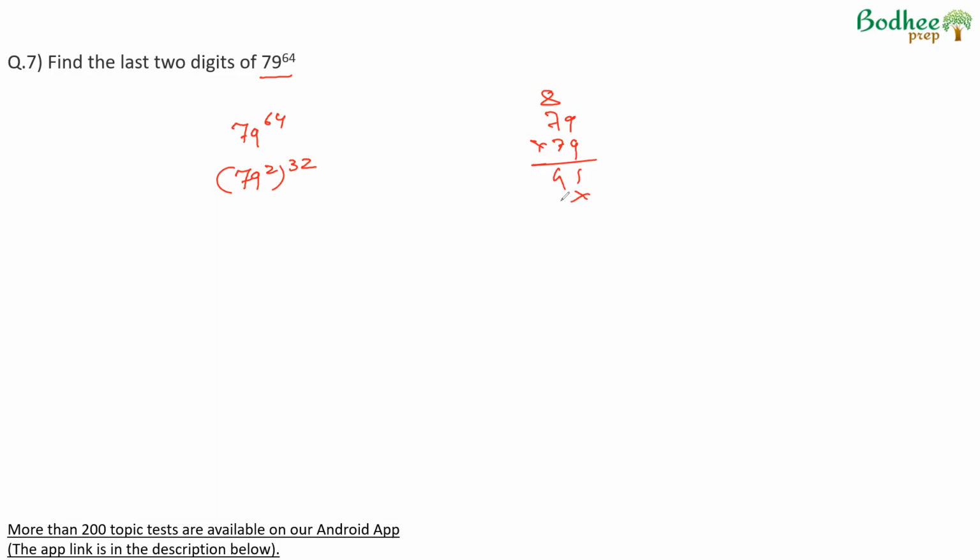7 9s are 63, plus 8 is 71, so this will end in 41. The last two digits of this will be the same as the last two digits of 41 raised to power 32. And for a number ending in 1, all we have to do is multiply the tens digit of the base with the units digit of the power. 4 twos are 8. 81 will be the last digits of this number. Hence, 81 will be the last digits of this number as well.